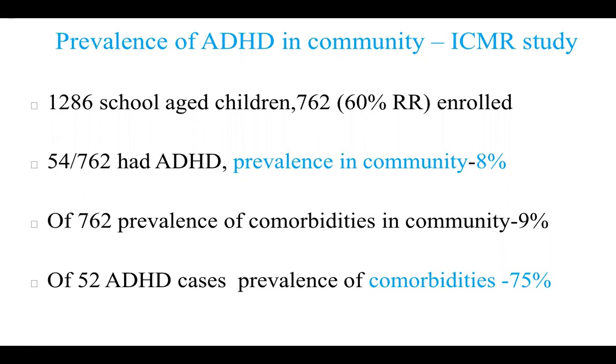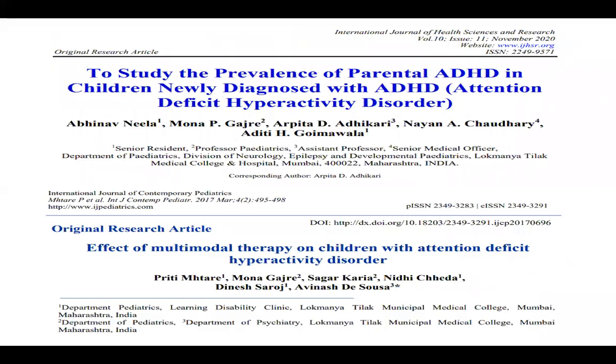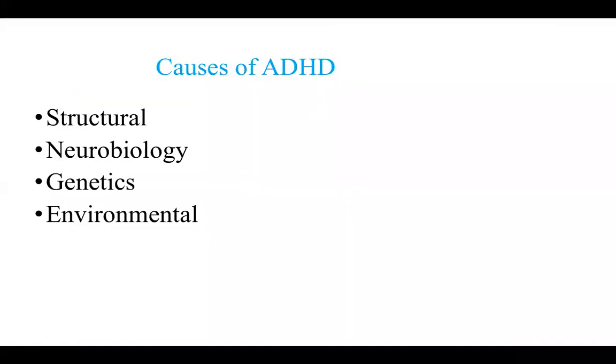It always carries with it a friend along. The friend in this case is a comorbidity, and the prevalence of comorbidities, we saw that with ADHD, was almost as high as about 70% in the community. So this is a study that we did to look at various therapies for children with ADHD. What is the role of parents in ADHD?